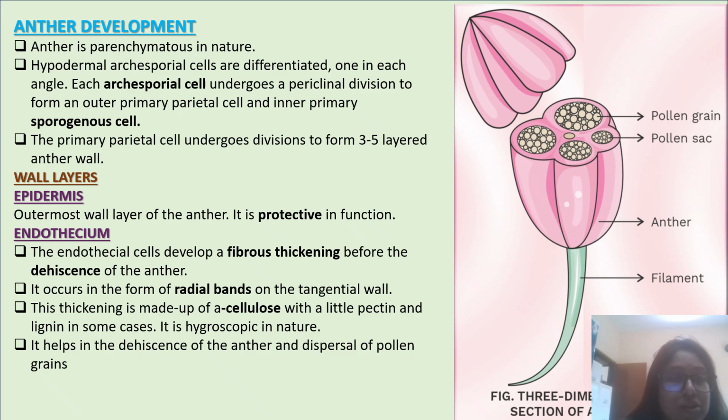Next, wall layers of the anther development. First is the epidermis. It is the outermost wall layer of the anther. It has a protective function.